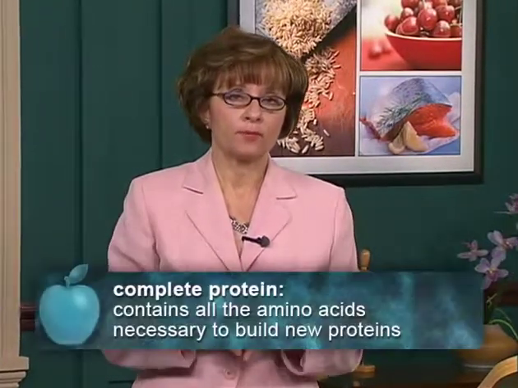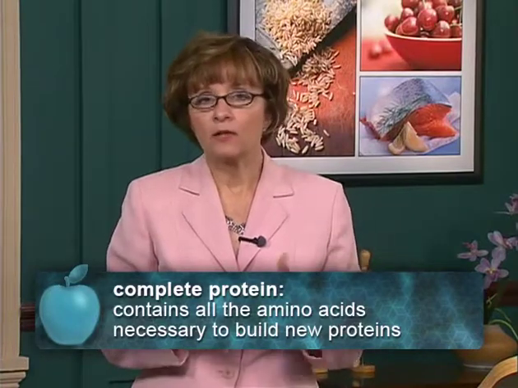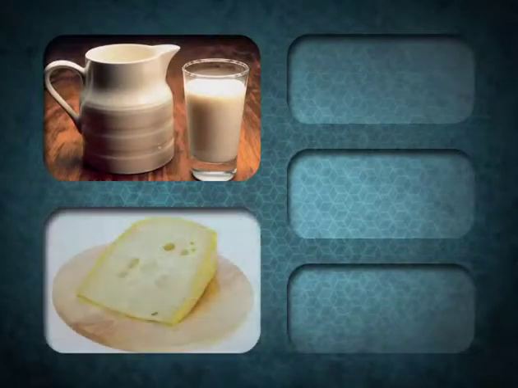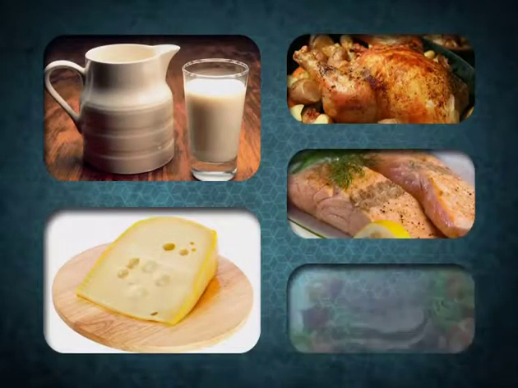Now, some proteins contain all of the essential amino acids, all of the amino acids that we need to build new proteins. They are oftentimes called complete proteins. Usually they are of animal origin. For example, things like milk, cheese, chicken, fish, or red meat.